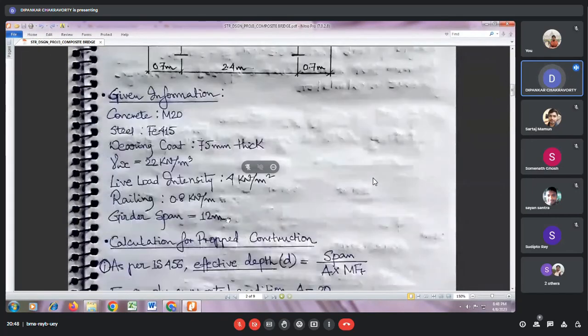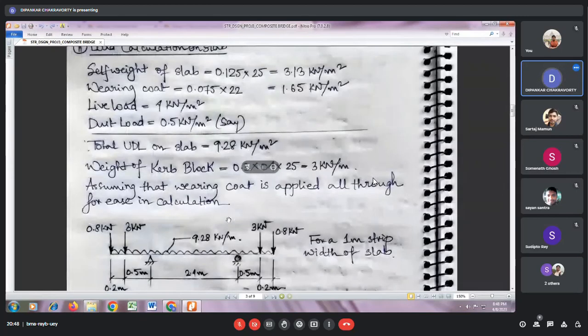This wearing coat is 75 mm thick, so you can multiply by 22 into 0.075. Live load, you have the dust load at the rate of 50 kg per meter square, which is 0.5 kilonewton per meter square. That will give the total UDL on the slab. Thereafter, in addition to that, you have the weight of the curb block, which will act as a point load at its CG, and the weight of the crash barrier or the railing.